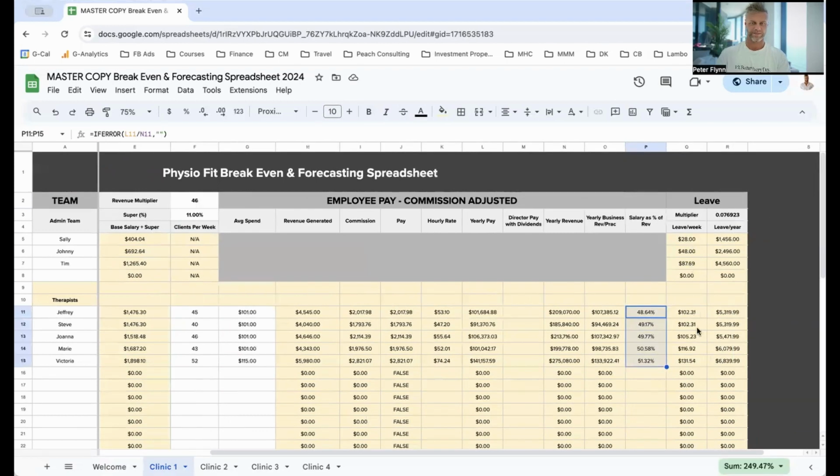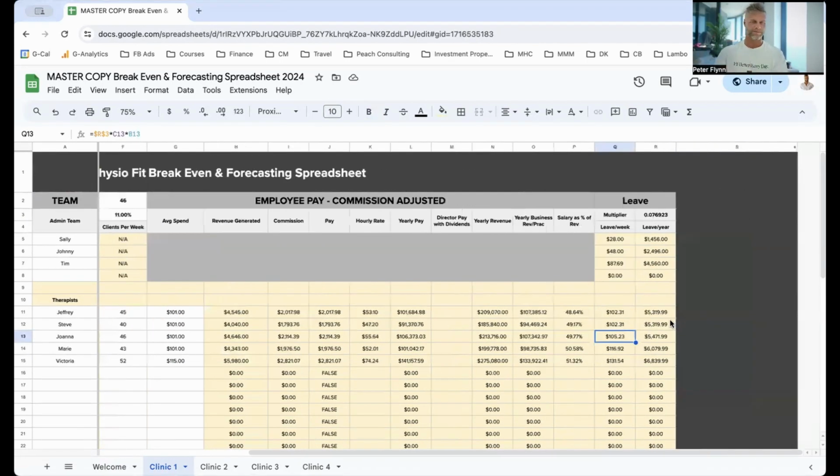Coming across here, we also have leave per week and leave per year. In Australia, this is the multiplier you would use. If you're outside Australia, just do a little research on Google and find out what your leave multiplier per year is based on how many weeks of leave your team will have. If you have contractors, you can get rid of leave essentially. Awesome. So that's the columns as we go across.